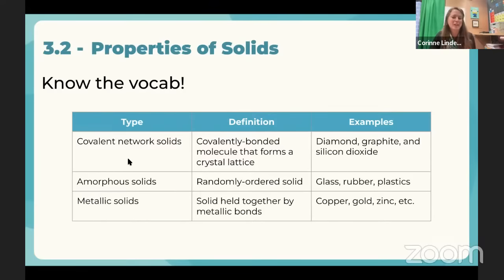Be careful with covalent network solids. We tend to see this in there. So know that silicon dioxide is one of these examples where we have a covalently bonded molecule that's going to form a crystal lattice. So different from what you'd expect. Normally, we'll only see that crystal lattice with an ionic solid.